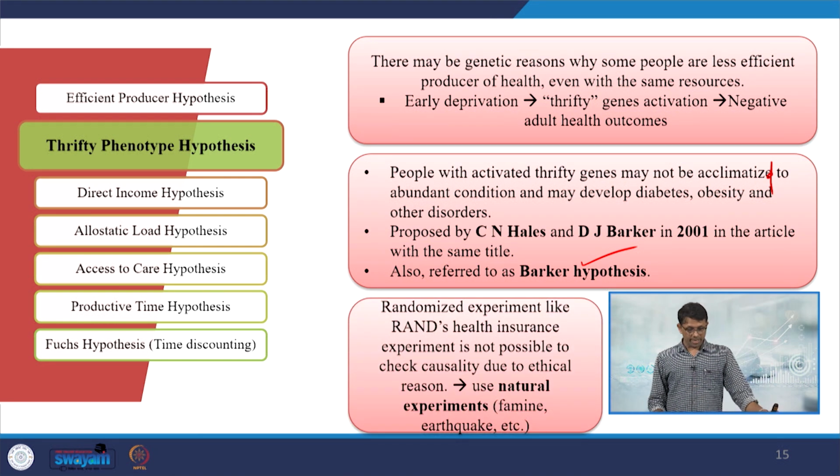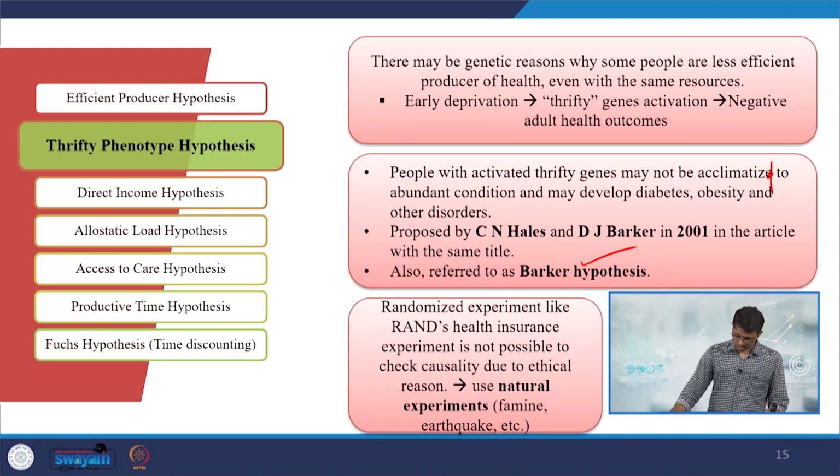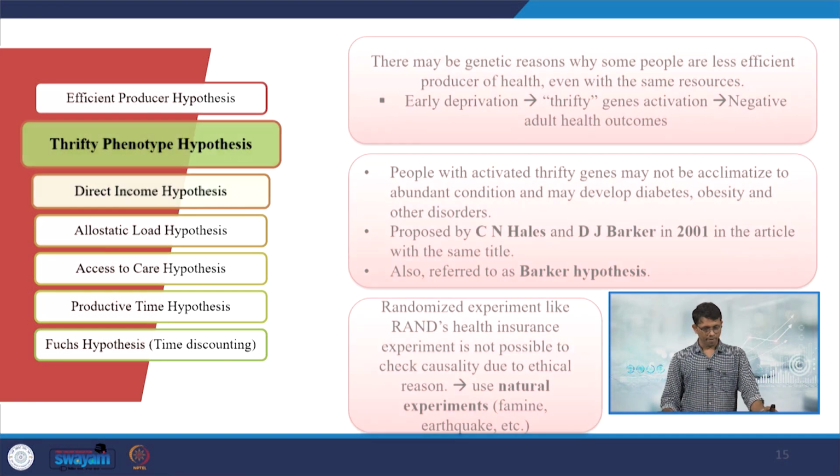And a randomized experiment like Rand's health insurance experiment, which we have already cited in another lecture, is not actually possible when we are referring to the thrifty phenotype context. It is not possible to check causality due to ethical reasons, and hence we need to go for a natural experiment, using other factors which are not through these thrifty approaches.